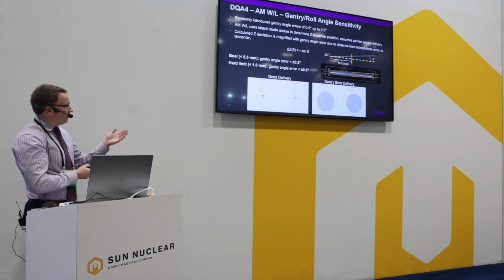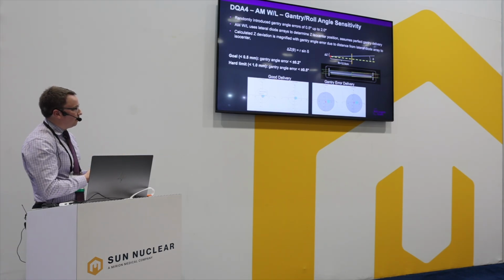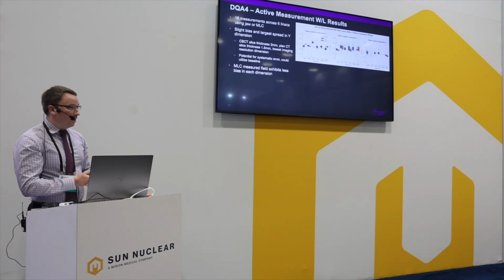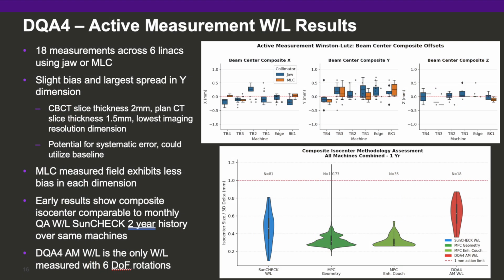On the bottom left, there is an example of a good delivery, what we typically see, and on the right is a gantry error delivery with a 1 degree gantry error induced. But the good news is that I didn't see this anywhere in all my testing. This is an example of 18 measurements across 6 of our Linacs, so basically our entire fleet, using both the jaw and the MLC, and I didn't routinely see anything that was at 0.5.